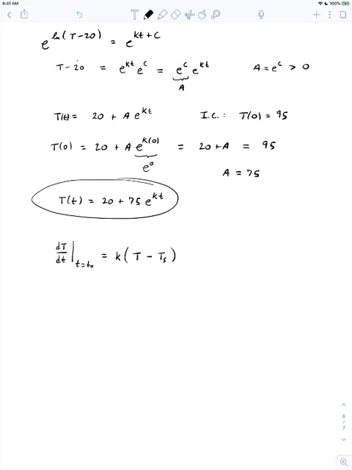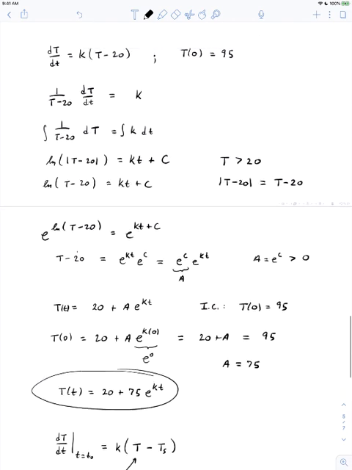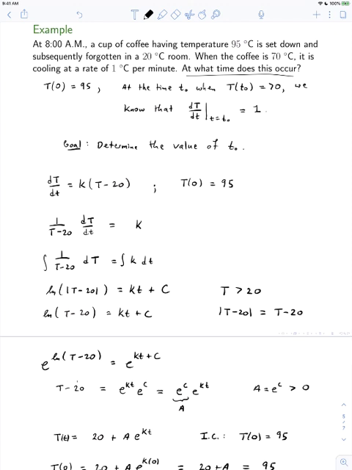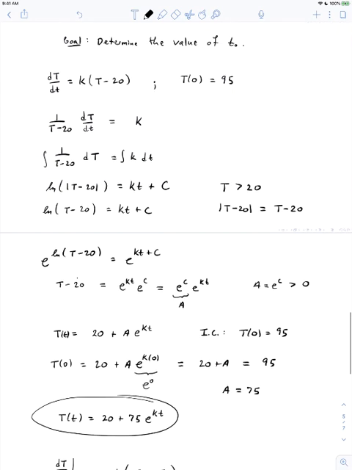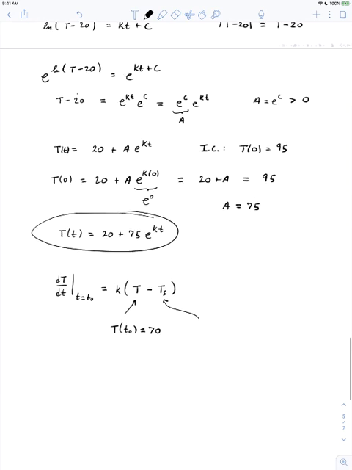But what do we know about this? Well, for one thing, we know that T is being evaluated at t0. And we know what T at t0 is. T at t0 is 70. So this is 70. And Ts is the ambient temperature, which we also know. That's 20. That was our ambient temperature.